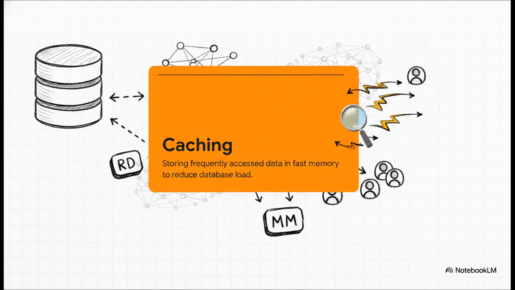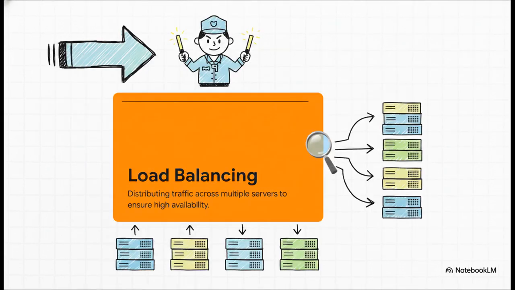And to make sure your app actually stays online during those massive surges, we use load balancing. Think of a load balancer as the ultimate traffic cop. It perfectly distributes incoming user requests across multiple servers, so no single machine ever gets overwhelmed. If you want zero downtime deployments, this is how you do it.